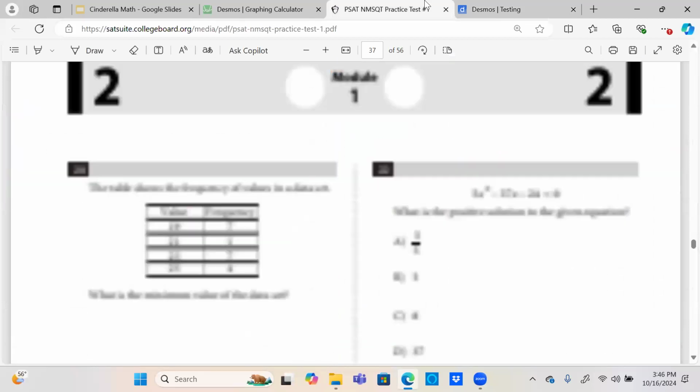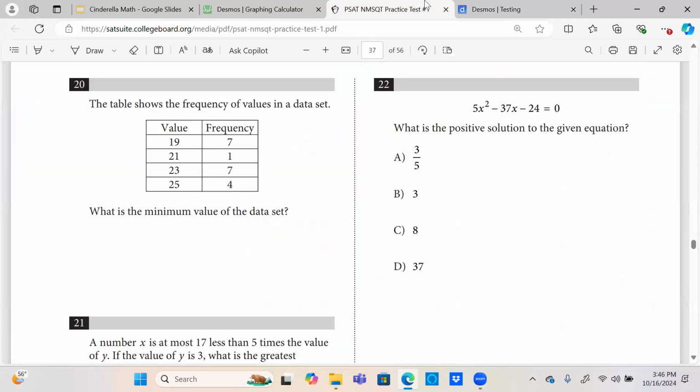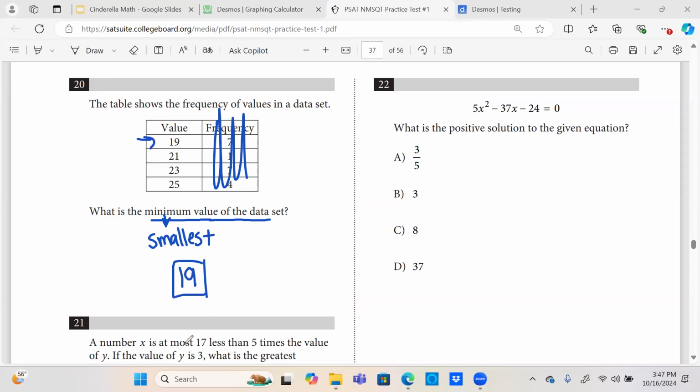next page, number 20. The table shows the frequency of the values. What is the minimum value? So we don't actually even care about the frequency. Don't look at that. Minimum value in the data set. Minimum, of course, means the smallest. So what's the smallest value? 19. Don't even look at the frequencies. Okay. 21.